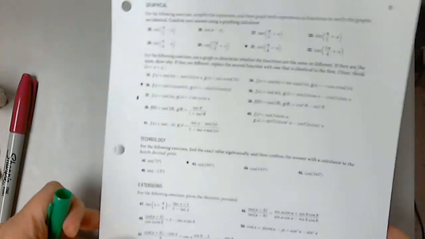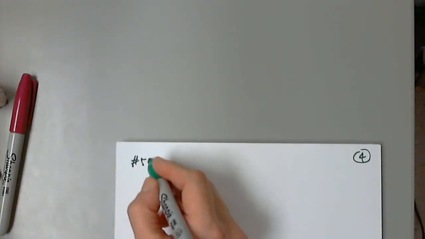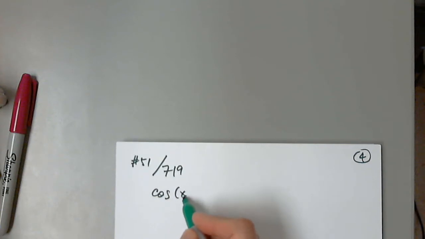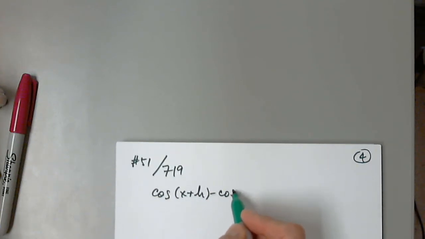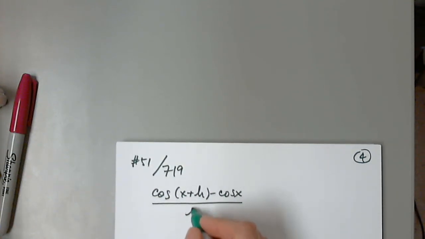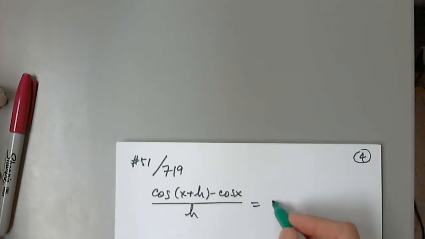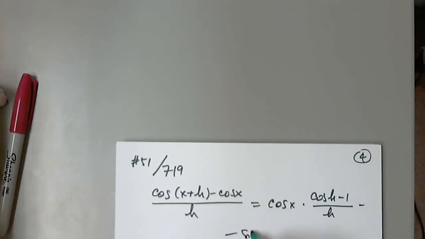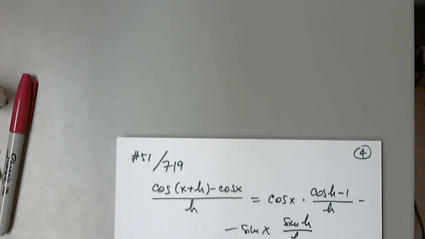I don't remember what you picked. Yes, we picked 51. Yes, I do remember now. 51 on 719. So cosine x plus h minus cosine x, everything divided by h. They say it equals cosine x times cosine h minus 1 over h minus sine x sine h over h.